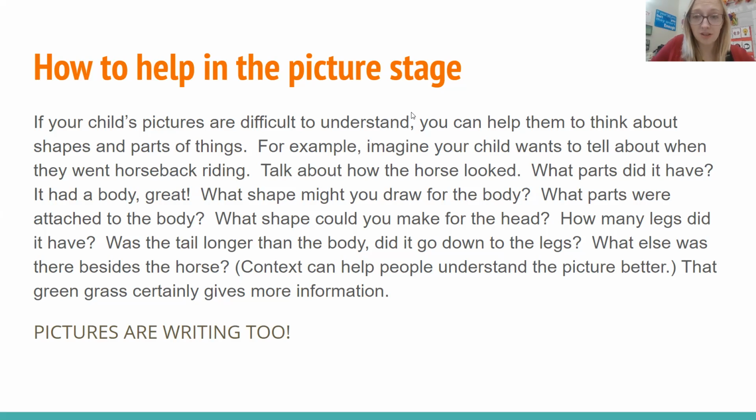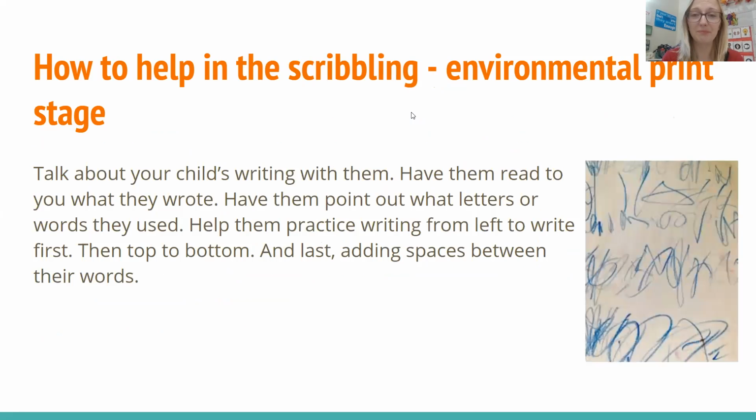Was the tail longer than the body? Did it go down to the legs? What else was there besides the horse? So like background, like trees or a barn. This is context that helps people understand the picture better. The green grass certainly gives more information as well. Pictures are writing too.